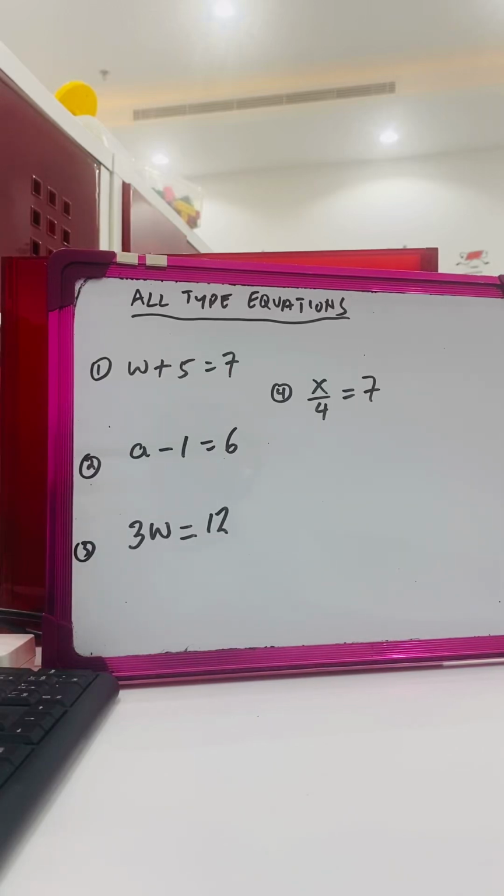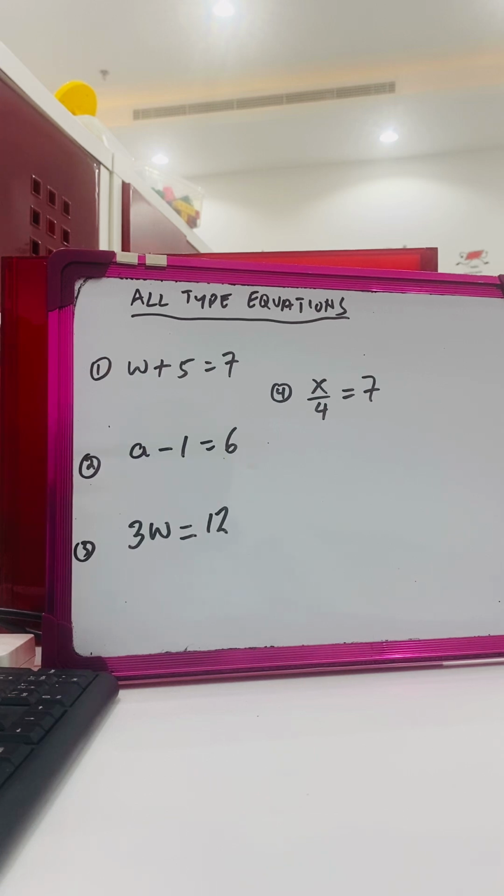So in today's session, I want to look at a trick to solve all type equations. I will begin with solving one-step equations. The trick here is to think about the opposite of the operational sign there.